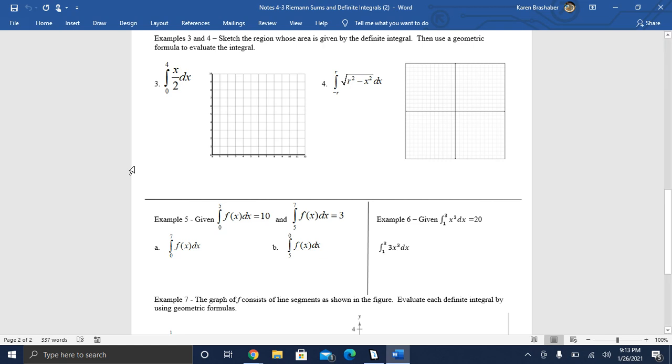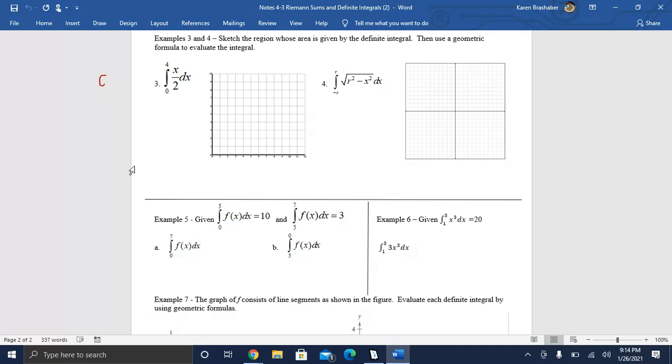All right, we will continue on with this lesson by looking at some examples of regions where we can draw the region and then use a geometric shape to evaluate the integral, because we will be looking at the area under the curve. So in this first one, we have the integral from 0 to 4.